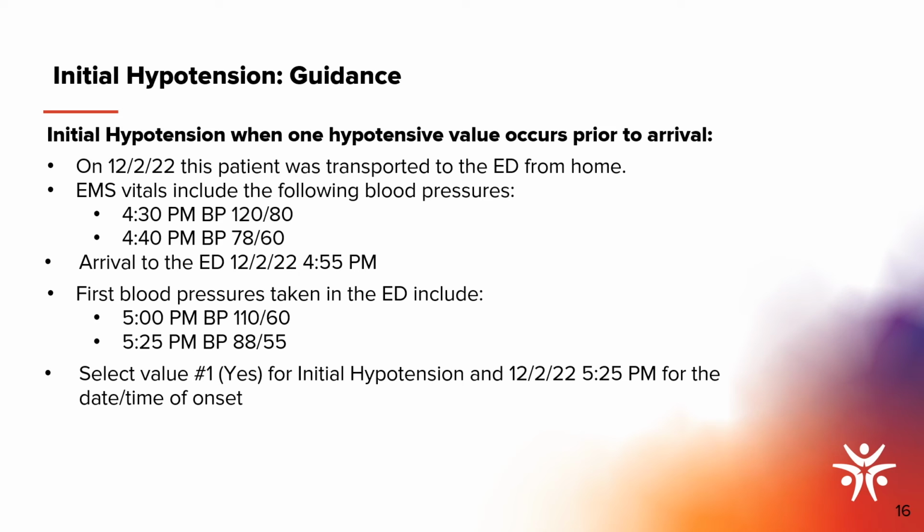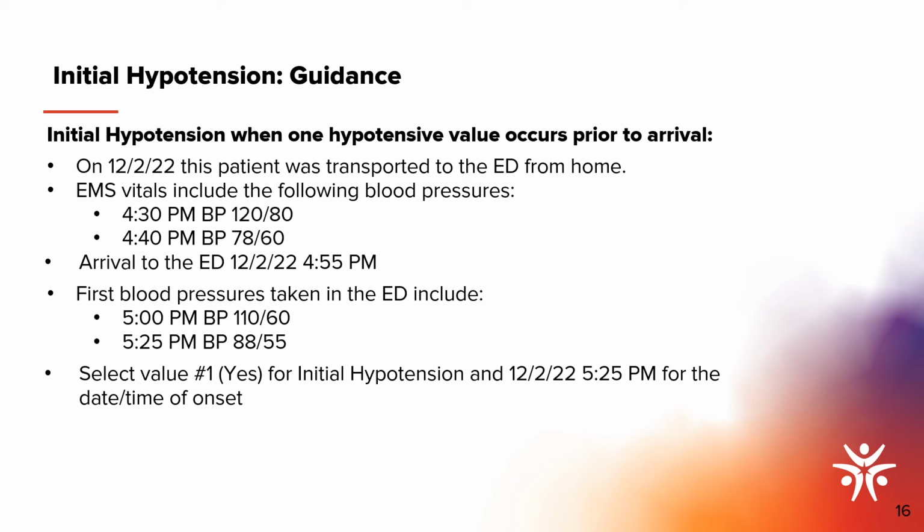How do we determine initial hypotension when only one hypotensive value occurs prior to arrival? Let's look at the following scenario. On 12/2/22, this patient was transported to the ED from home. EMS vitals include the following blood pressures.